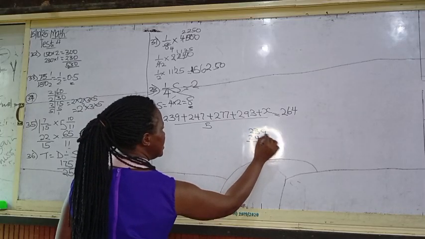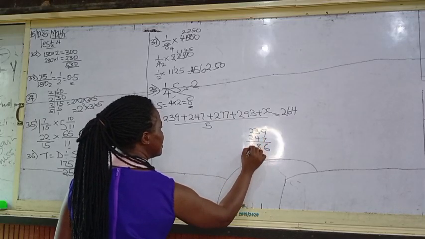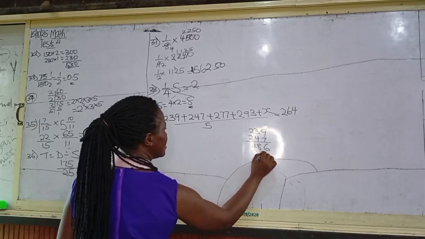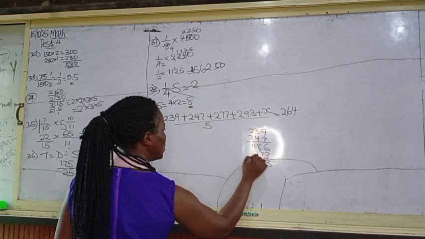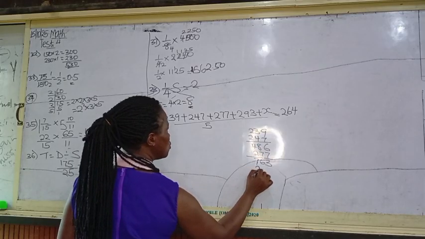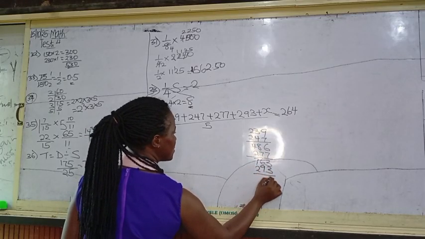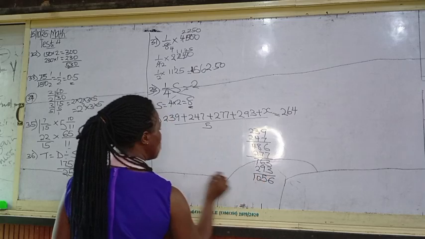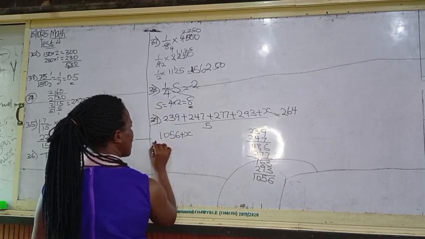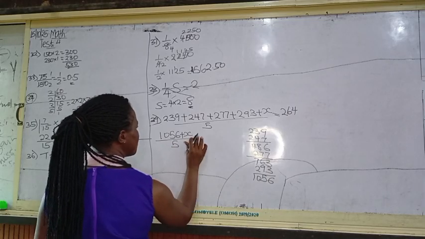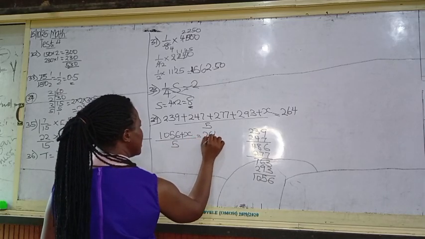247. This is 16. This is 8. This is 4. 277. This is 13. This is 16. Remember what? This is 7. We have 293. We have 6. We have 15. So we have 1056 plus x over 5 is equal to 264.